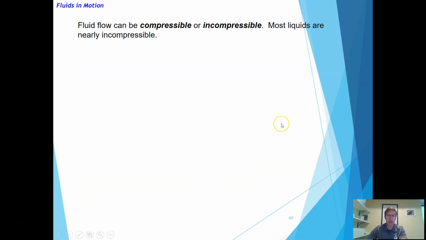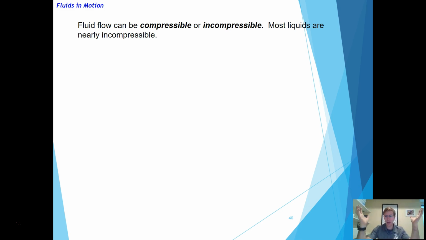So, a couple other characteristics of fluid that are particularly important to consider when they're in motion. One is what we would call either a fluid as being compressible or incompressible. Well, what does that mean? Well, let's take, for example, this room, okay?